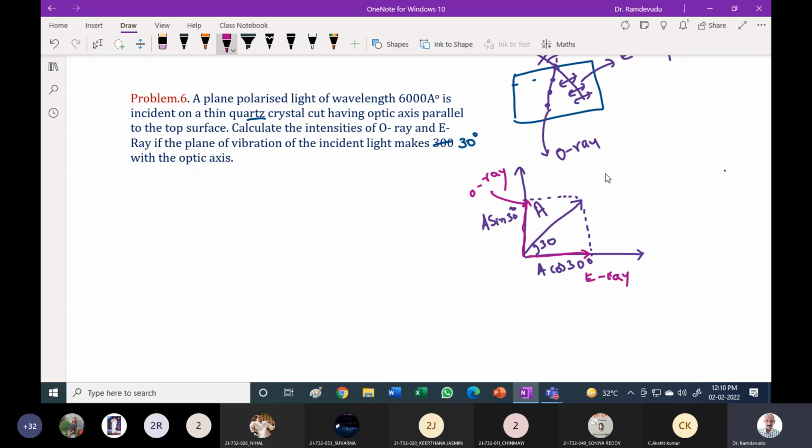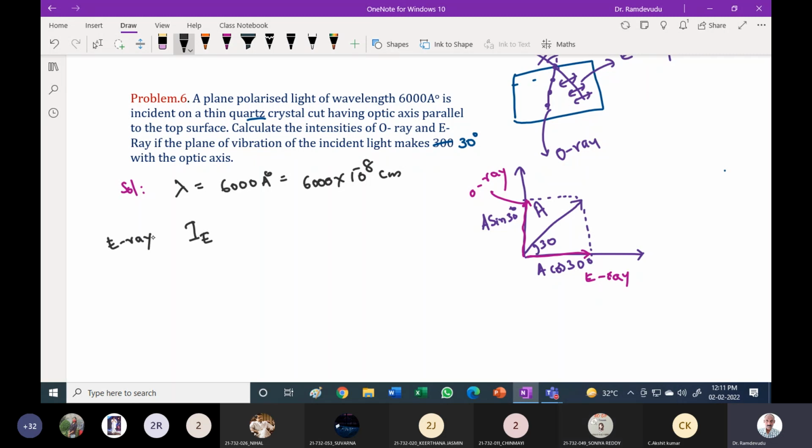Of course, in this calculation we don't require any lambda, but if you want to write the solution, lambda is given as 6000 angstrom units, which is nothing but 6000 into 10 to the power minus 8 centimeters. Then we also have to calculate the intensity of the E ray, I call it IE, the E ray intensity.